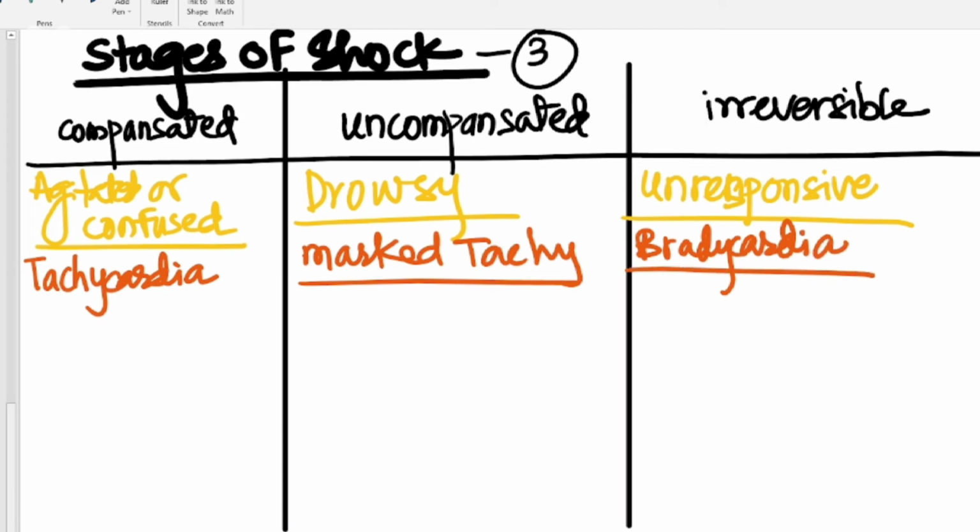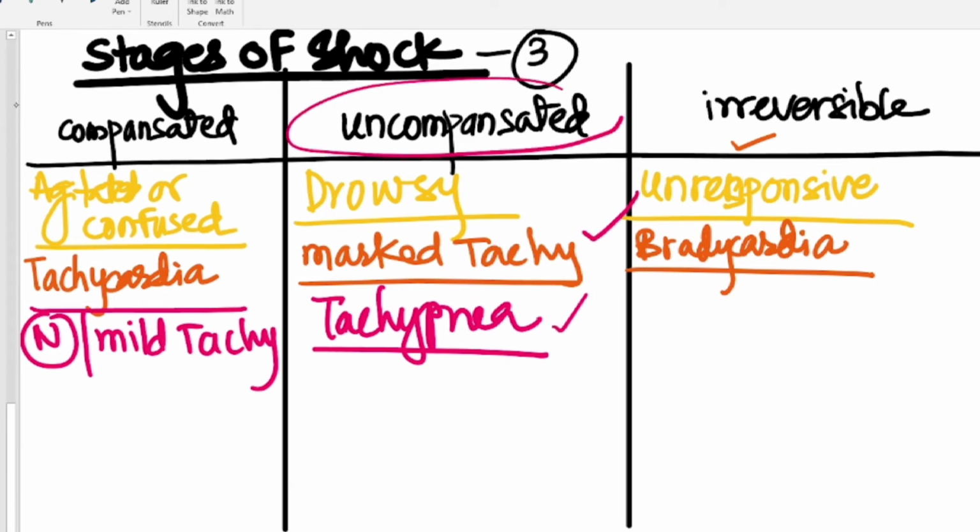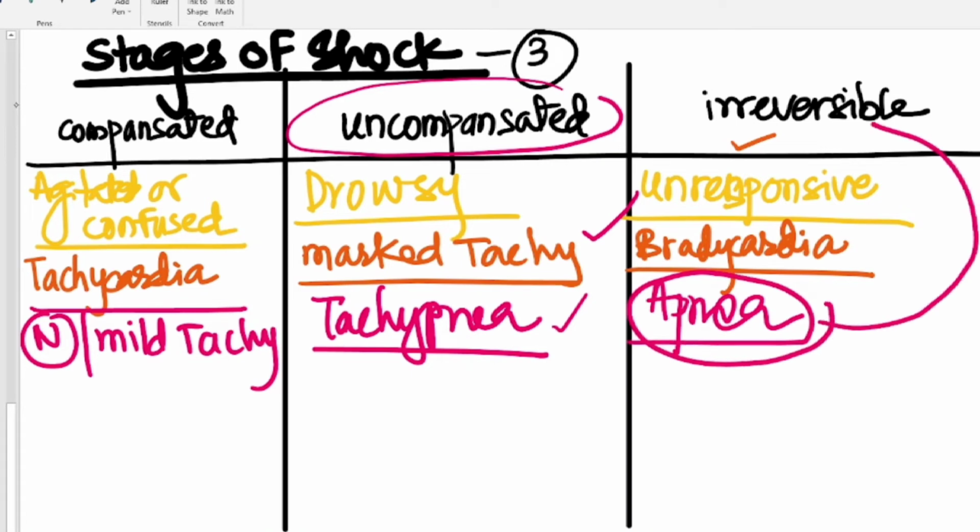Okay. Then the third one is what? Respiration. The patient is having normal respiration or mild tachypnea. And then the patient may have tachypnea, for sure. If you are having tachycardia plus tachypnea, the patient is in uncompensated state. And if the patient is in apnea, other than in the unit, you can say the patient is in irreversible shock. Never say that the patient was in apnea and the patient's pulses were very good. It's not like that. Okay.